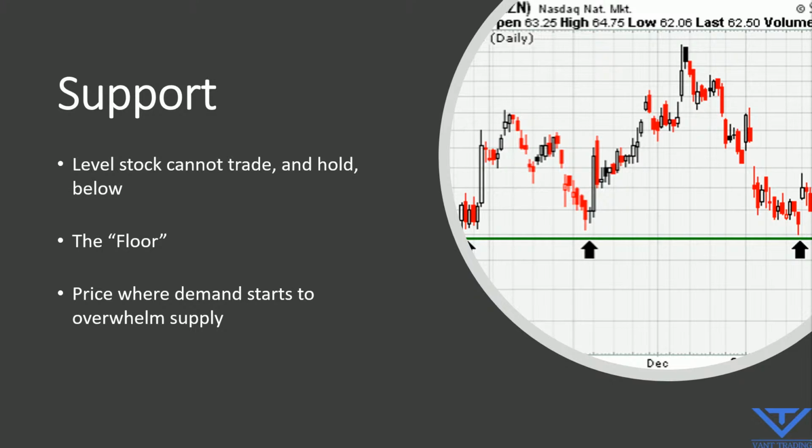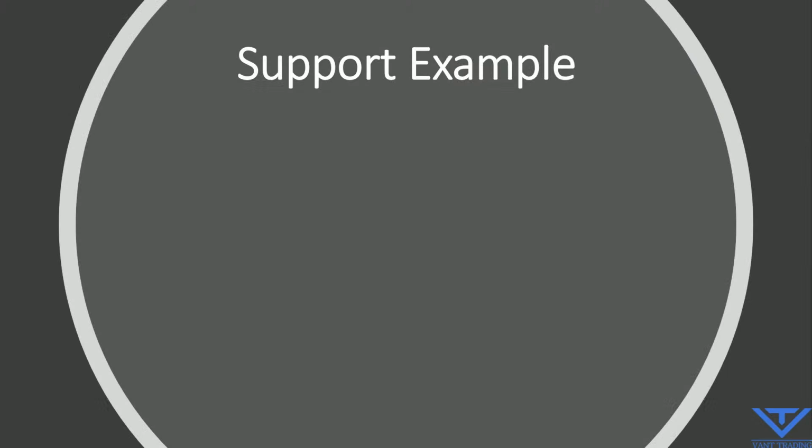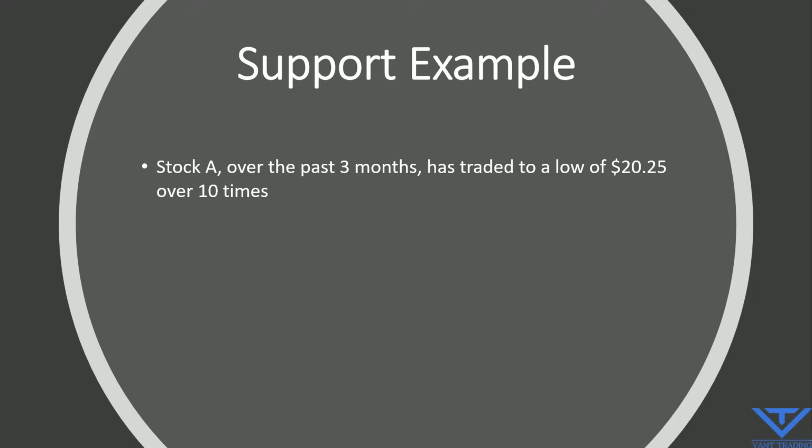This is a part where you see the price come down. You see Apple come down to a certain price. It bounces off that price and goes up. It eventually comes back down. That same price steps in again and it goes back up. A little bit of a support example here: Stock A over the past 3 months has traded to a low of $20.25 over 10 times. Each time it bounces off and moves higher. Maybe it moves up 25 cents higher, 50 cents higher, $1 higher. That does matter, but not as much. The important part is that it keeps bouncing off. Is this support? Yes.